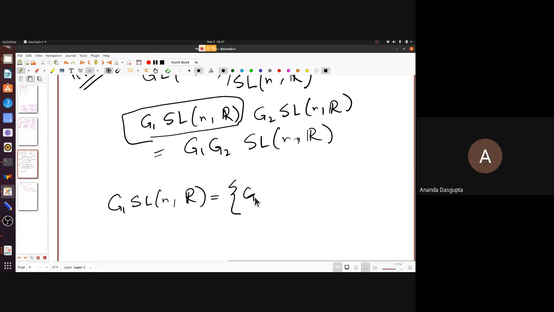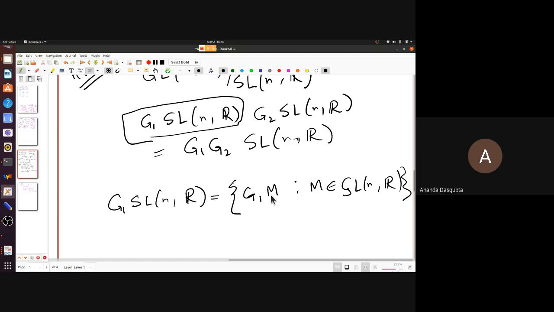There is of course a set of the form G1 M where M belongs to SL(n,R), right? All of these are n by n matrices. All of these are non-singular n by n matrices, of course, but they all share one very important property. What is that? The determinant is the same. Exactly, they all have the same determinant. So basically, in fact, it works the other way around too. You can easily check that every matrix which has determinant 5 will belong to basically the same coset. Every matrix that has determinant 3.141 will belong to one coset, and so on.